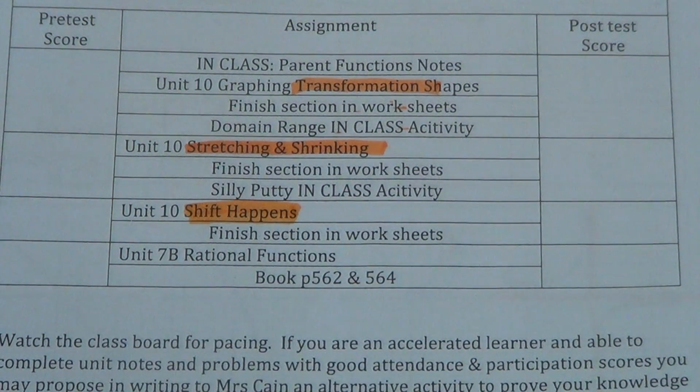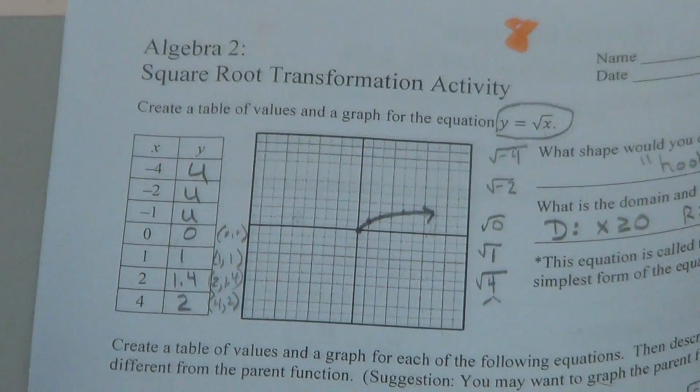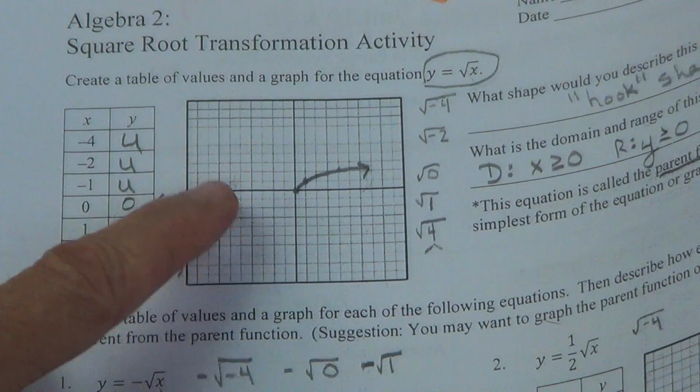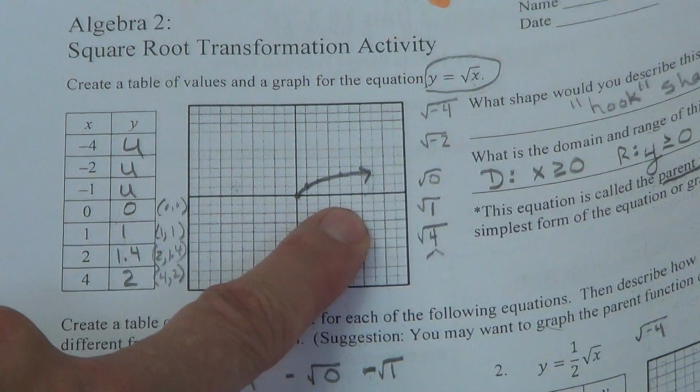I need you to turn in your packet to page 8. We're going to look at shifting now. There's 4 of these, so we're going to be graphing all over. You're going to get used to these kinds of graphs, or you should be kind of used to them. Always looking back at the parent function. This is the parent function on page 8.